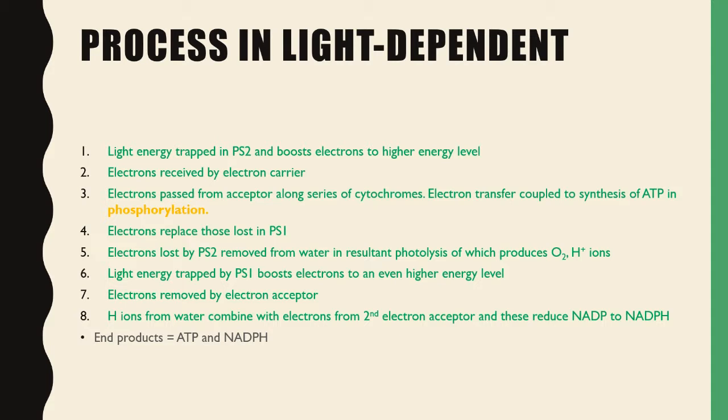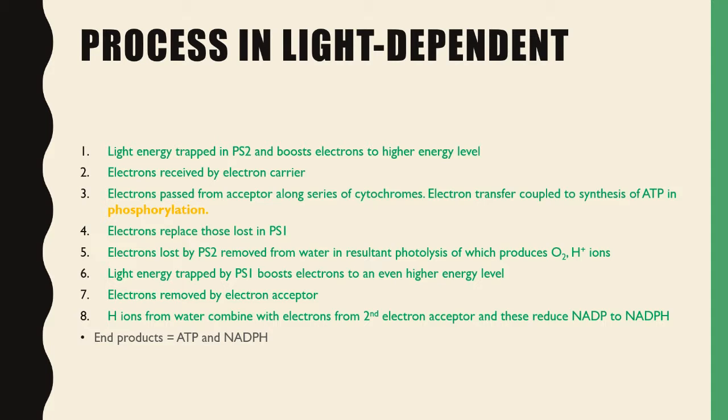So light energy is trapped by photosystem 1, and it will boost its electrons to an even higher level than in photosystem 2. Bear in mind it's taking place at the exact same time. The electrons are then removed by an electron acceptor, like in photosystem 2. But this time the hydrogen ions from the water that we know combine with the electrons from the second electron acceptor, and these reduce NADP to NADPH.